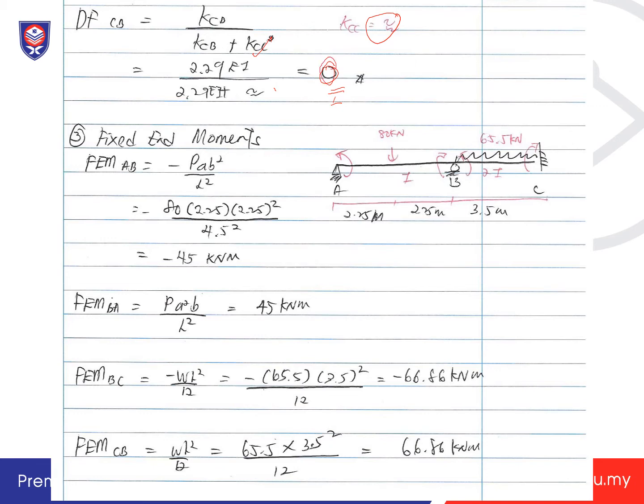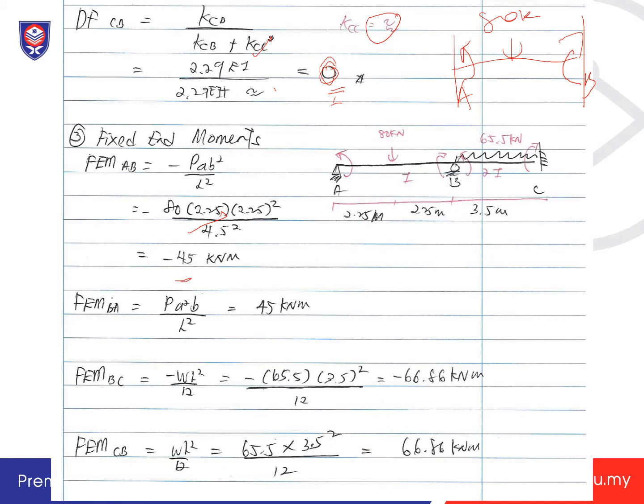After you get the distribution, then you will get the fixed end moment. The fixed end moment here is similar to the slope deflection method. First you will get A and B. Then you will have 80 kilonewton here, so you will have this. FEM AB, the fixed end moment at AB, is negative P A B squared over L squared. So you substitute the value into it, you will get negative 45.